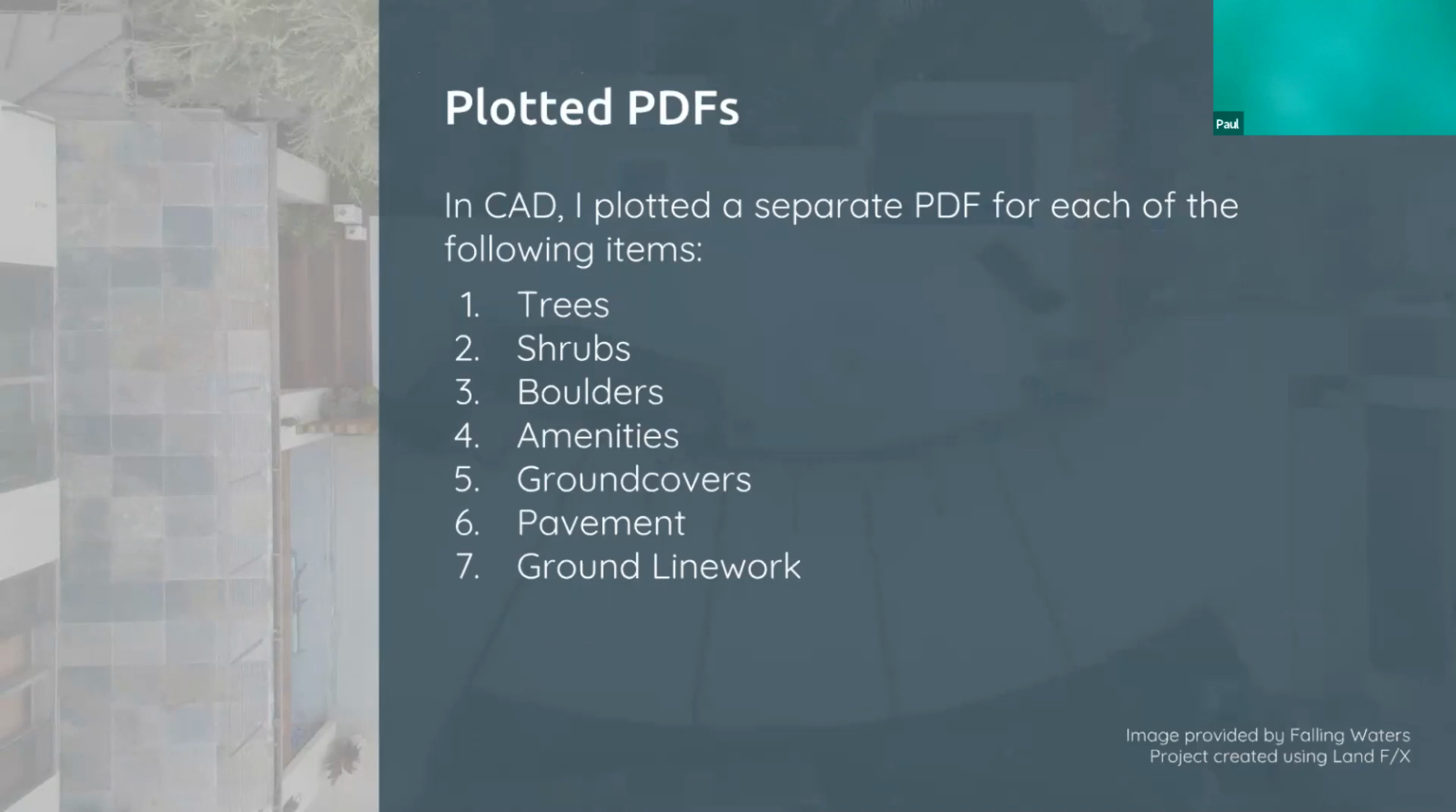Here are the different layers that I've exported from CAD as PDFs. Starting at the top, we got trees, down to shrubs. I got my boulders on a separate layer, site amenities, ground covers, pavement, and then I also have some line work for the ground.